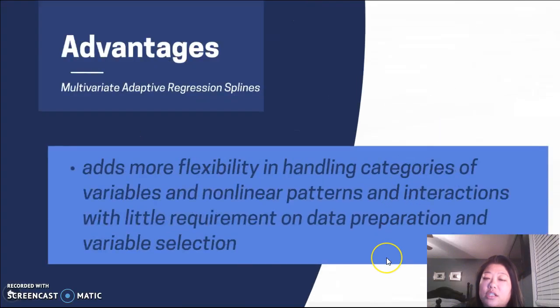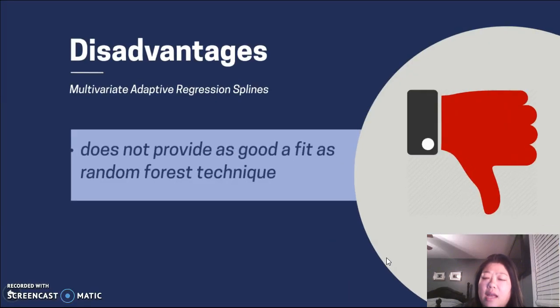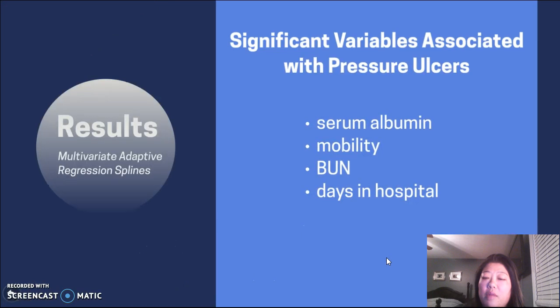MARS is similar to logistic regression in retaining a model form. However, it adds more flexibility in handling categories of variables and nonlinear patterns and interactions with little requirement on data preparation and variable selection. Its drawback is that it does not provide as good a fit as random forest technique. In this study, the MARS model identified serum albumin, mobility, BUN, and days in the hospital as significant variables that are associated with pressure ulcers.